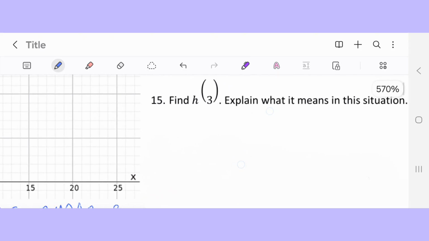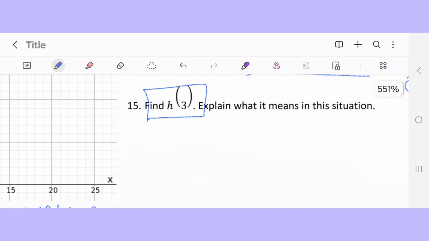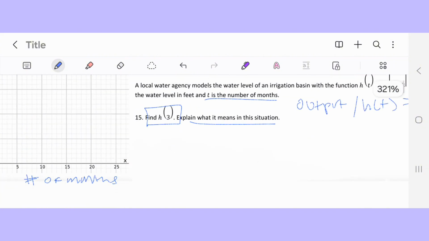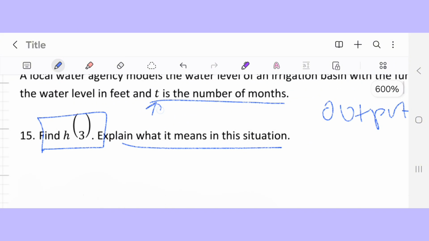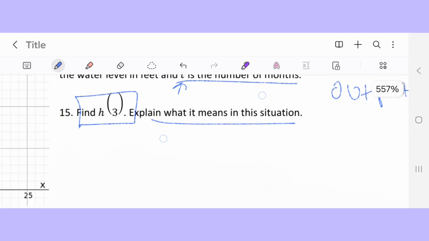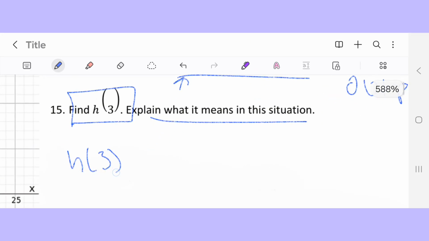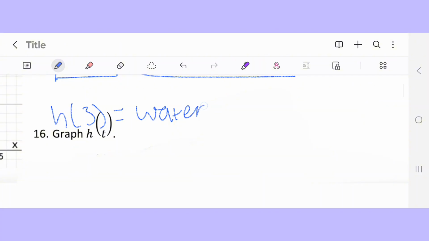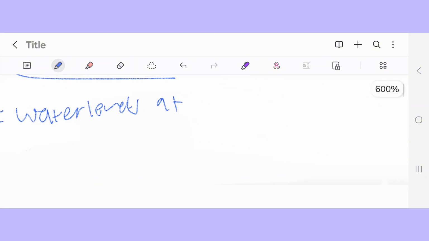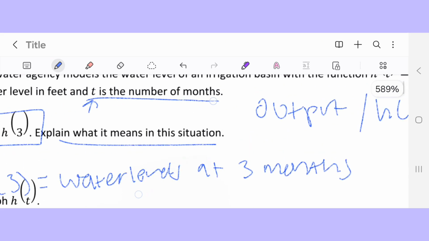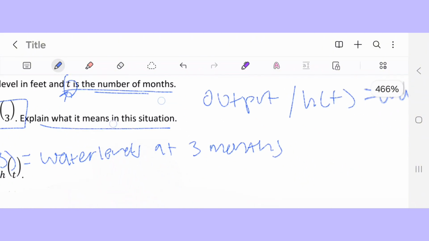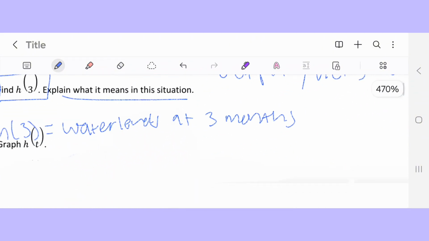Now, question 15 asks us, find h of 3 and explain what it means in the situation. Since our input t represents the number of months, we know that h of 3 is just the water level at 3 months, right? Because our input t represents the number of months and our output represents the water level in feet. Let me specify that: in feet at 3 months.